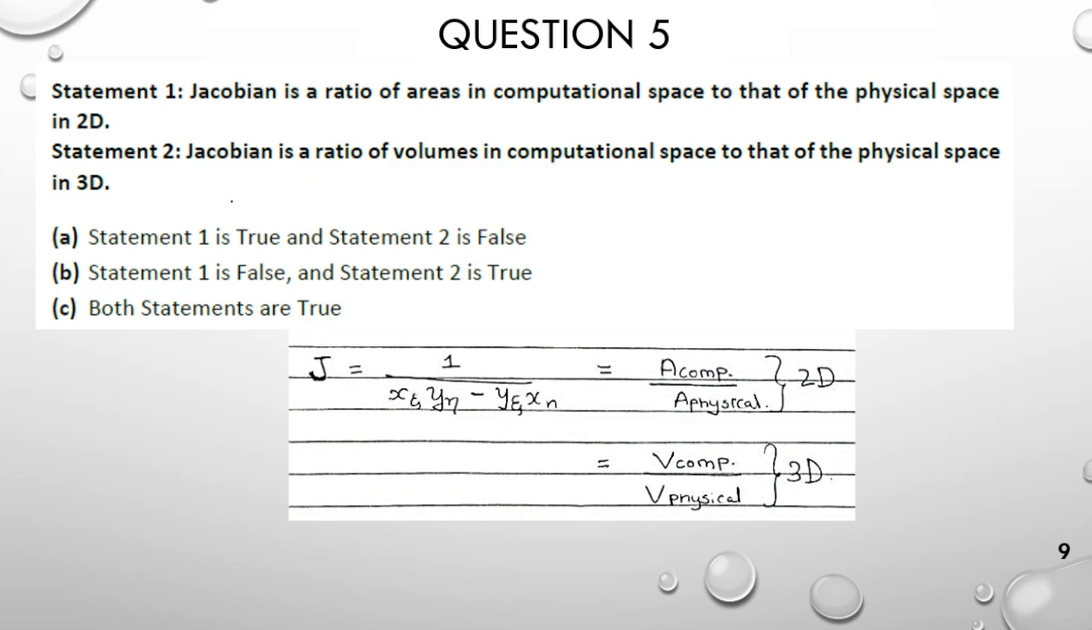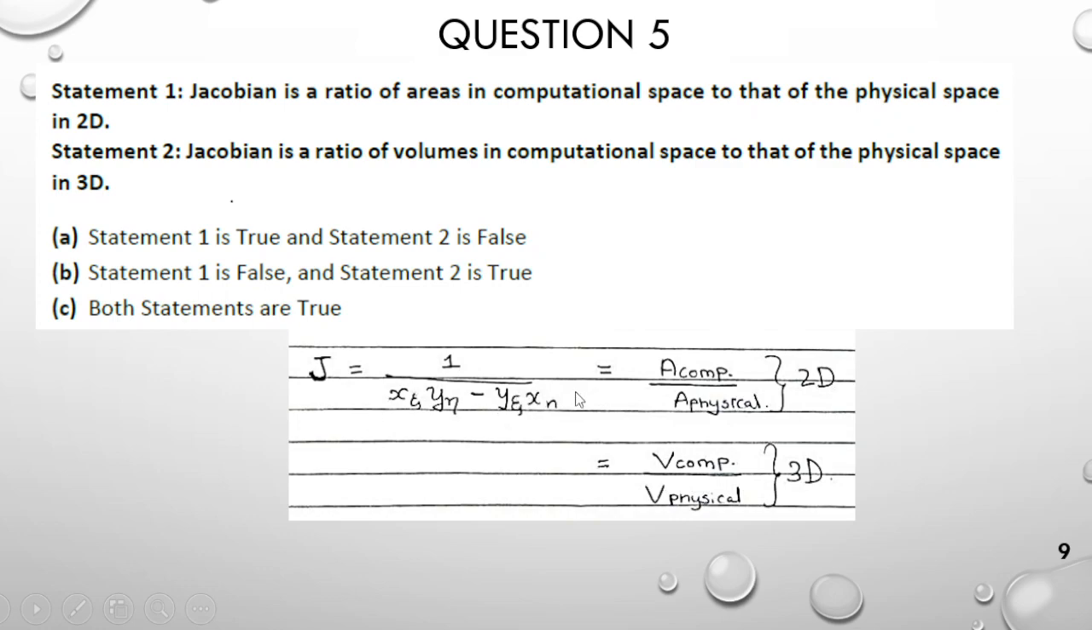So if we see the formulation of Jacobian in 2D, which we will derive in the next question, it will come out to be 1 upon x zeta y eta minus y zeta x eta. We will derive this in the next question. Hold on for a moment. If in the computational space we take the area as 1, then the corresponding area in the physical space can be denoted by this particular x zeta y eta minus y zeta x eta. So this is what we have observed.